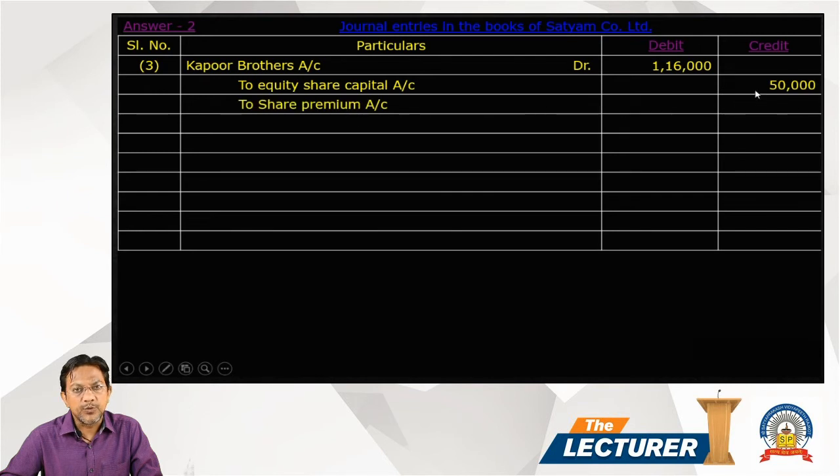Share premium 20% of 50,000, it comes to 10,000. Debenture 50,000. To cash account 6,000. Being purchase consideration is paid.